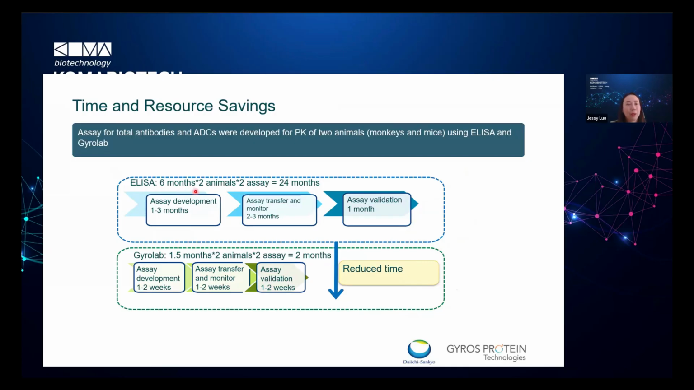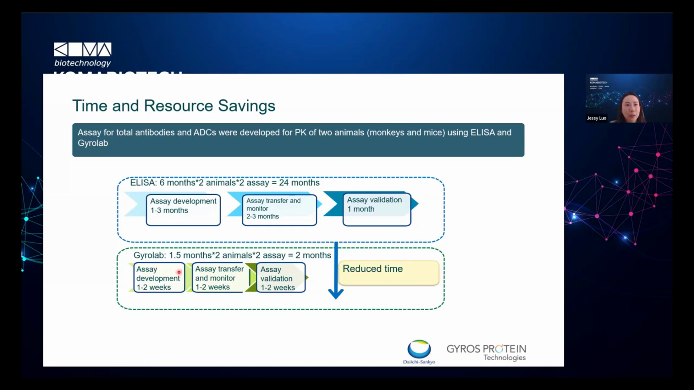And for each of the assays, because they need it for preclinical study, they need to do it on 2 animals, and for ADC, they need to have 2 assays, one for total antibody and the other one for total ADC. So it will take around 1 year to finish this project only.